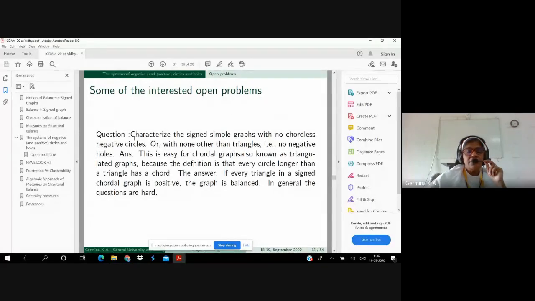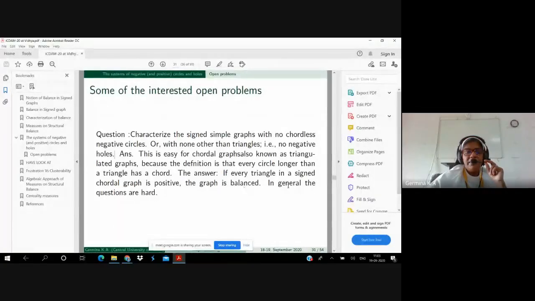Another interesting question is, characterize signed graphs with no chordless negative cycles, or with none other than triangles. That is, no negative holes actually. We must remember we have defined holes. And this is easy for chordal graphs, also known as triangulated graphs, because the definition is that every cycle longer than a triangle has a chord.